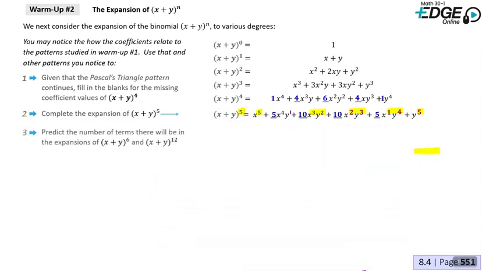Okay, so if I had to do the next one, I know that it would go x to the 6, and then x^5, x^4, x^3, x^2, x^1. At the same time, it goes y to the 0, then y^1, y^2, y^3 to y to the 4. So they always add up to the 6, or whatever the n value is.